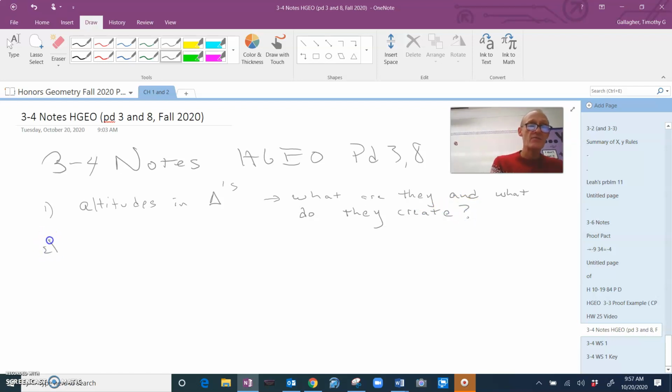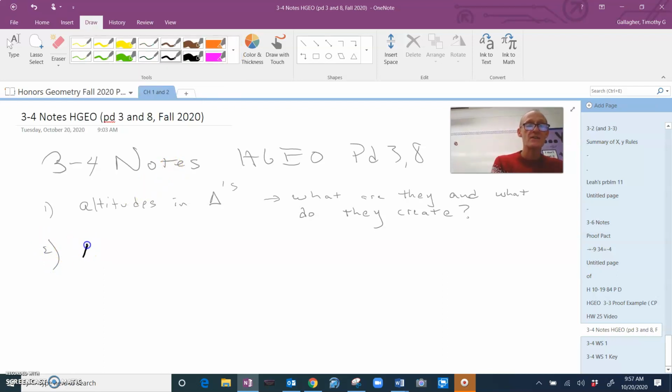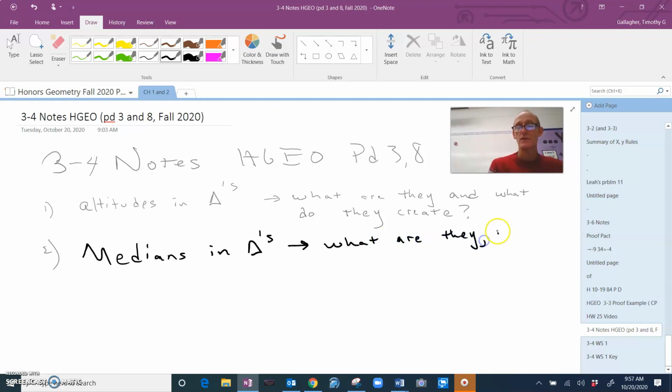The second thing we have, make this a little bigger, is medians in triangles. And the same thing. What are they and what do they create?